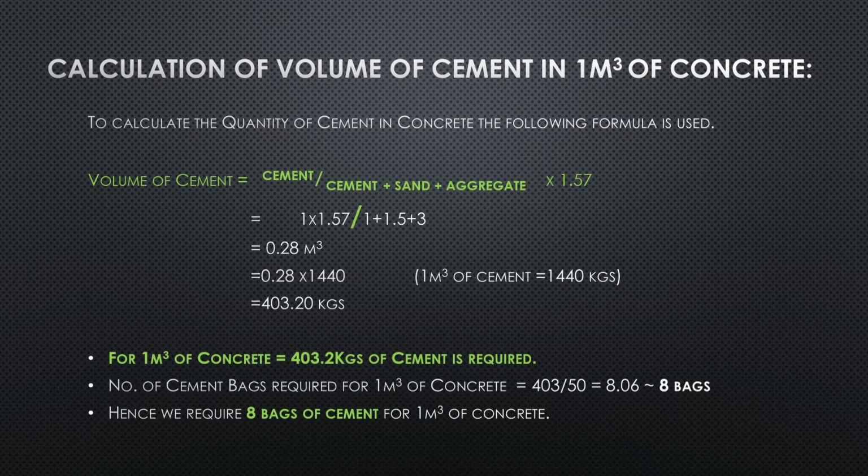Number of cement bags required for 1 cubic meter of concrete: 403 divided by 50 equals 8.06, so 8 bags. Hence we require 8 bags of cement for 1 cubic meter of concrete. If we need to convert it into CFT, multiply the result by 35.31.